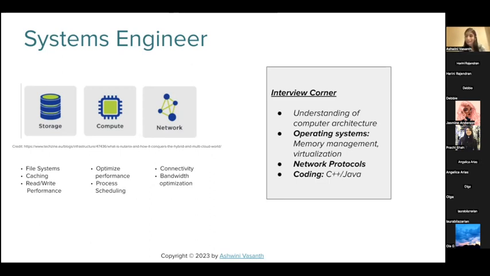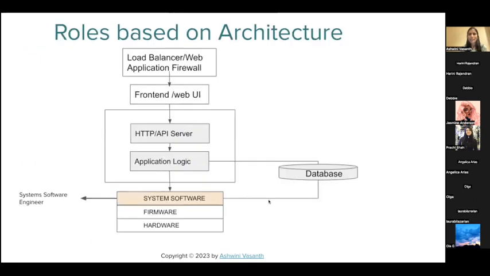How do I make it more effective? And how do I make it less error prone? And then there's the compute angle, which is like, how do I optimize the performance? How do I do different kinds of process scheduling, which makes it more efficient? There's the network aspect, which is about, of course, connectivity, but it's also about how do I optimize the bandwidth? How do I save on costs on all three, right? So a systems engineer clearly looks at it at a different level compared to the other roles in the stack that we spoke about so far.